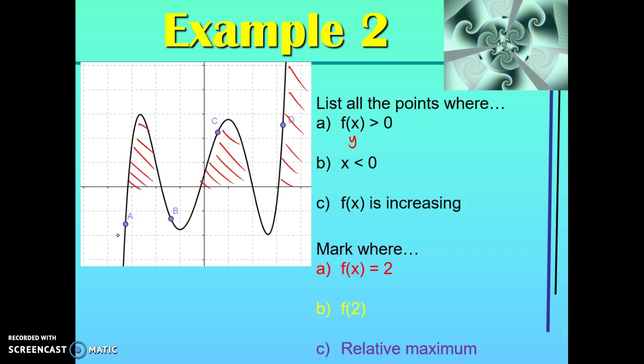So all they want us to do is list the points. We don't even have to go intervals. C is part of that. D is part of that. Where x is less than 0, that's a little bit easier to figure out. It's A and B.